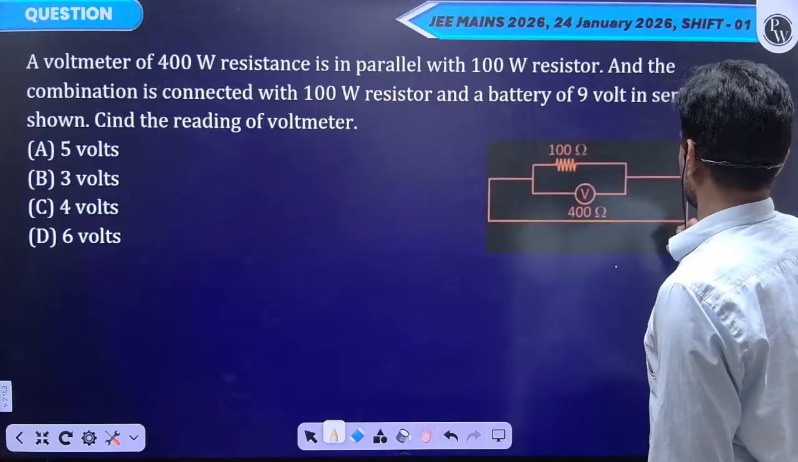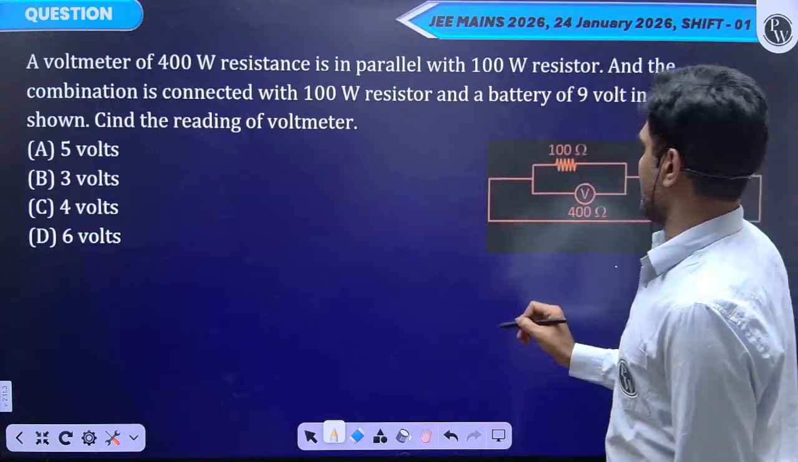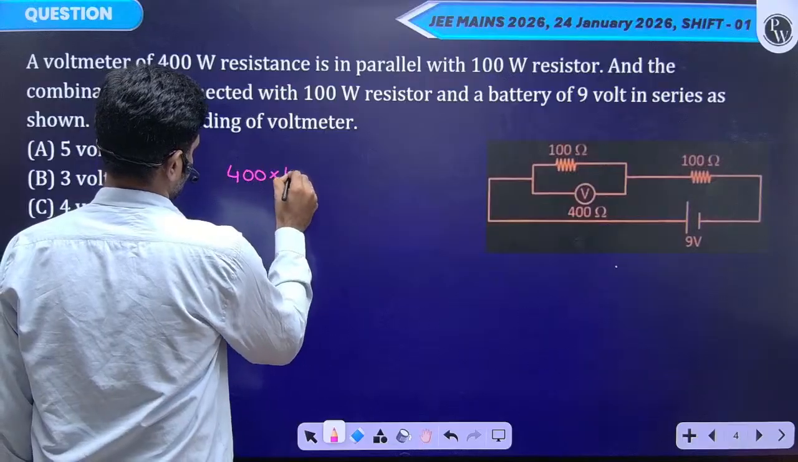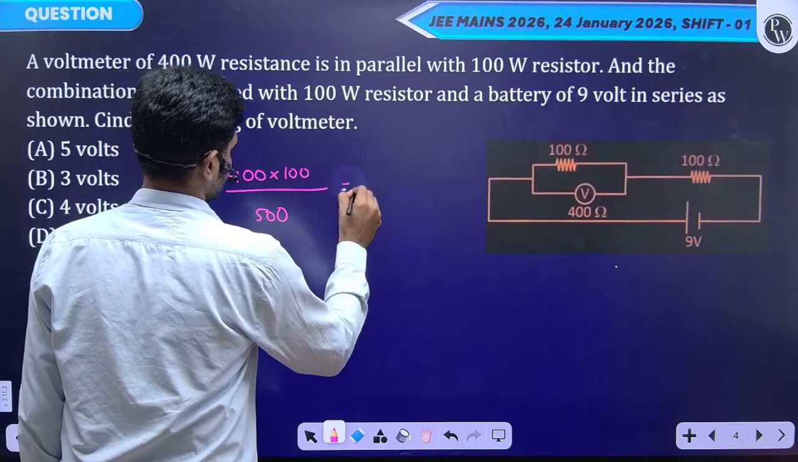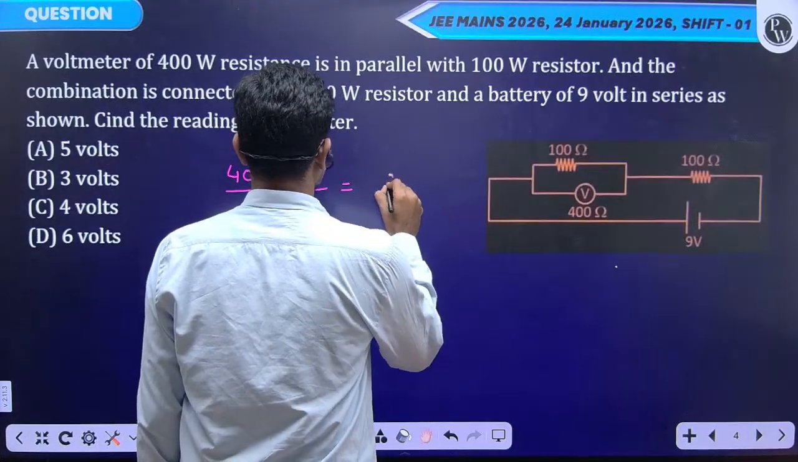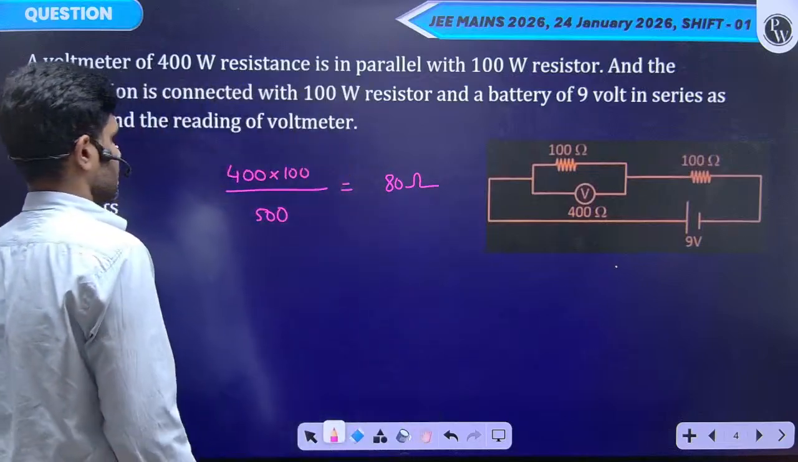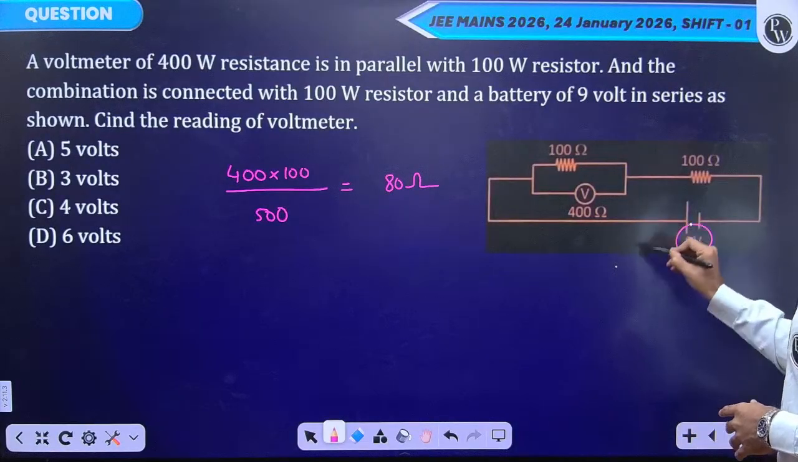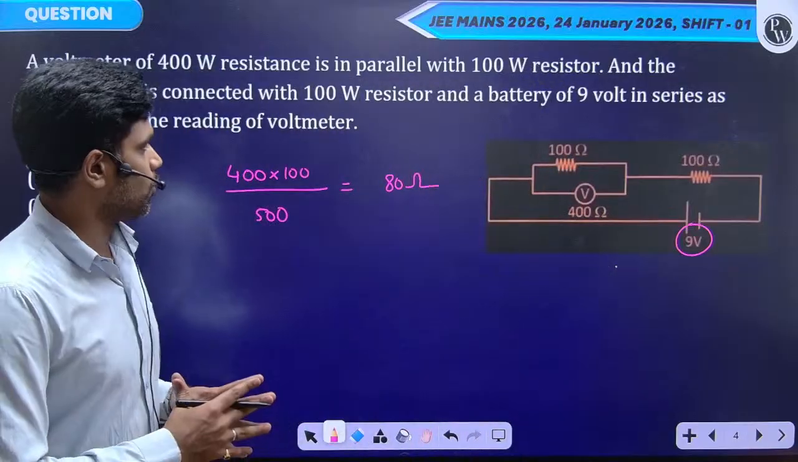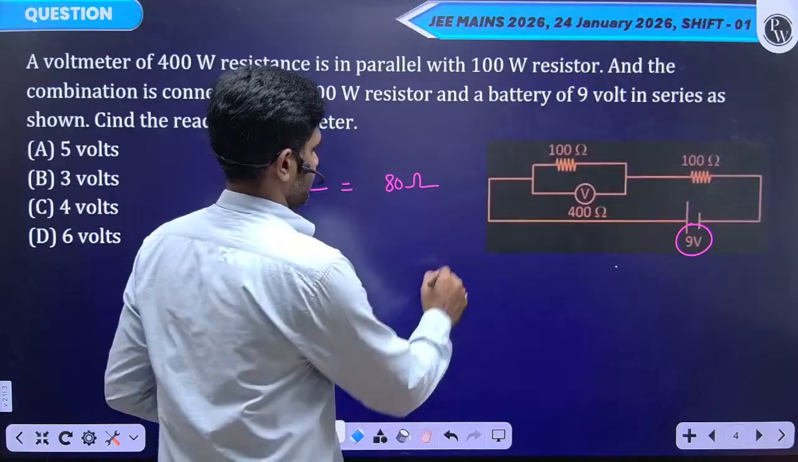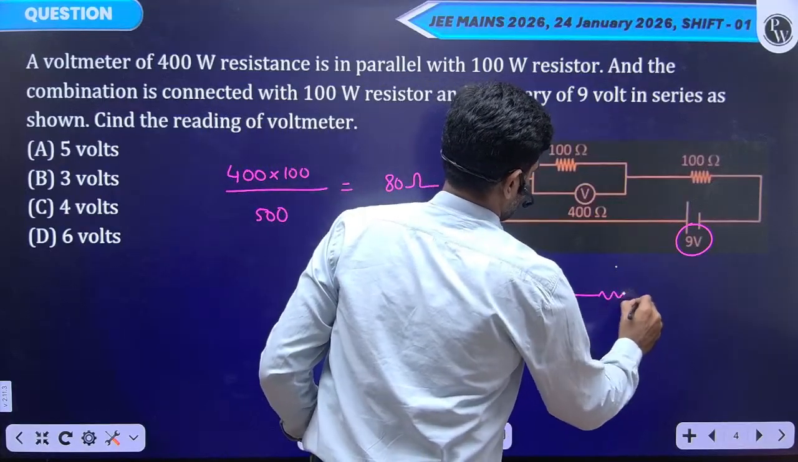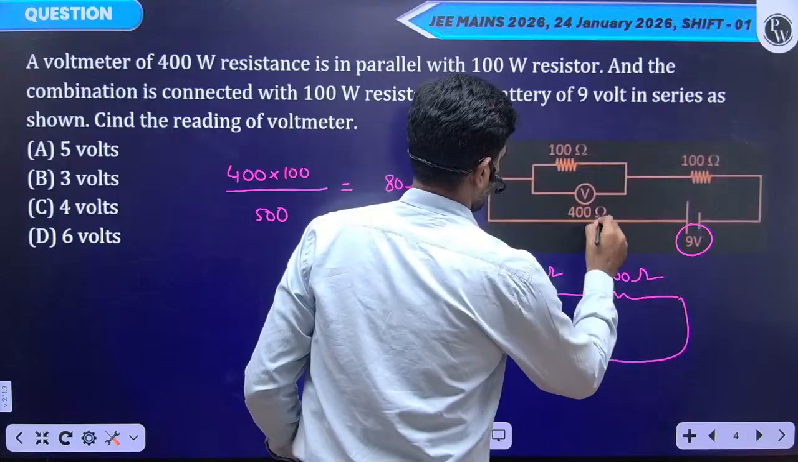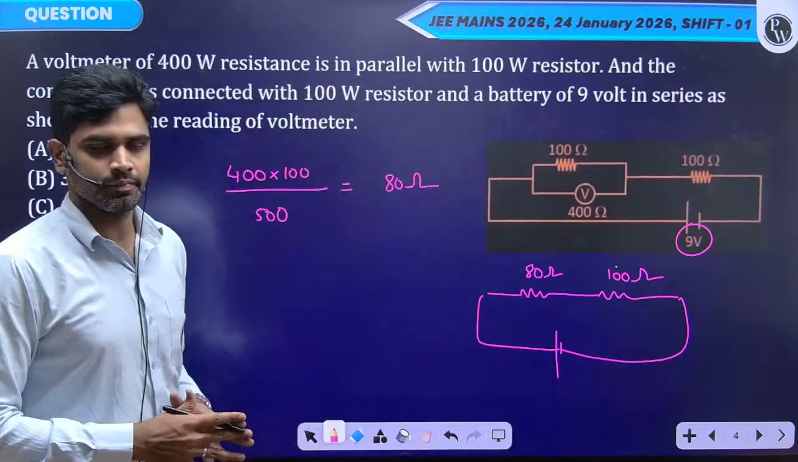So let us take this as ohms. 400 and 100 are in parallel. If I take the parallel combination, it will be 400 into 100 by 500, which is 80 ohm. Now 80 and 100 are in series. How is the 9 volt divided among them? If we redraw this circuit, we have 80 ohm and we have 100 ohm. The combination of 400 and 100 is 80 ohm.